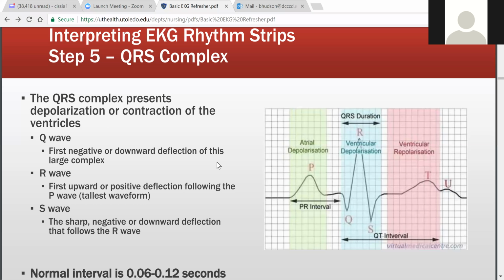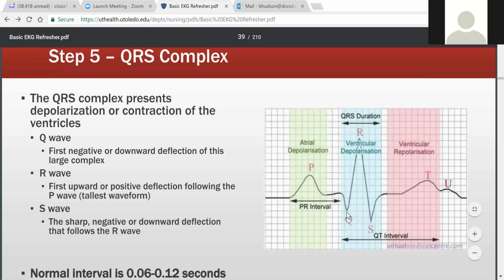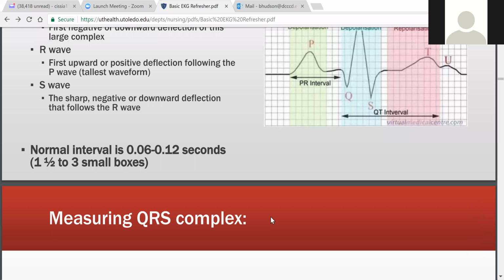All right, so the QRS complex starts with the first negative or downward deflection of the complex. The R wave is your first upward or positive deflection. So your Q wave should originally go down first, then it should go up and then go back down, okay? It shouldn't be any bigger than 3 boxes and as little as 1.5. So if it's 1.5, that'd be 0.06 seconds.